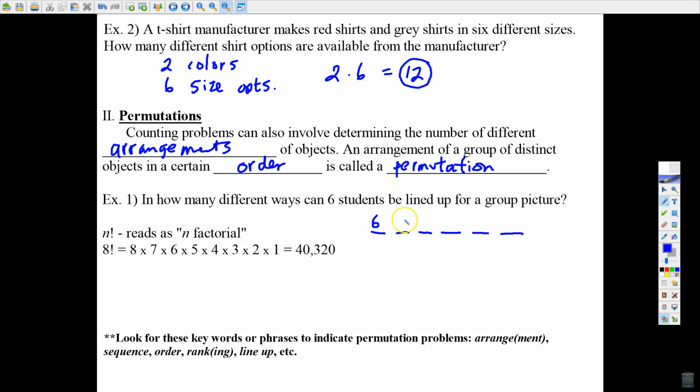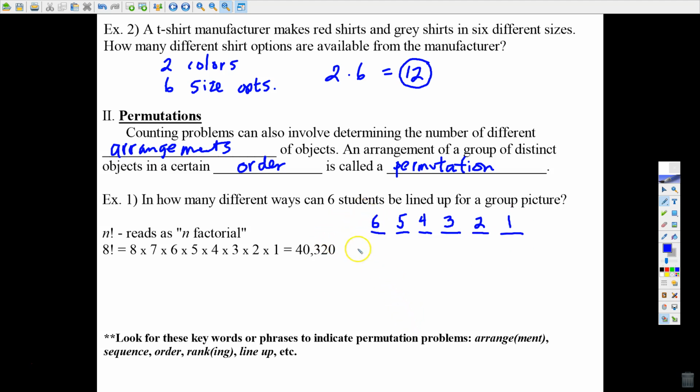Well, after that, for this second spot, obviously if one student occupies this, then we've got 5 students that could occupy this second location. And then if we move on down, since these 2 are occupied, we're left with 4 students who can fill this position. And then you can see the pattern. That leaves us with 3 students possible to fill this location, 2 for this one, and 1 for this one.